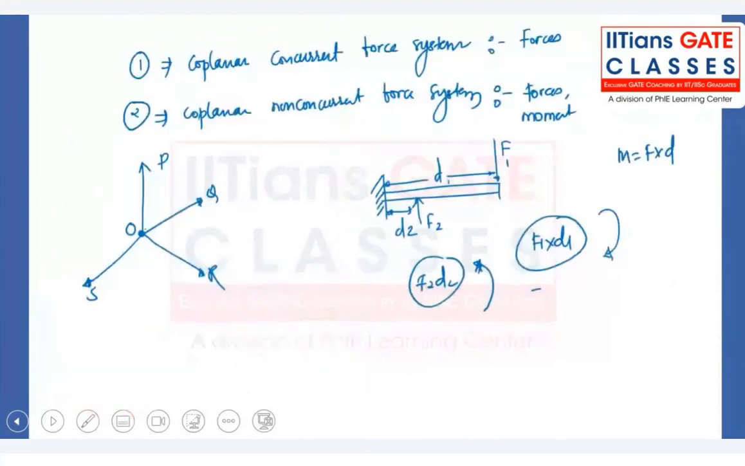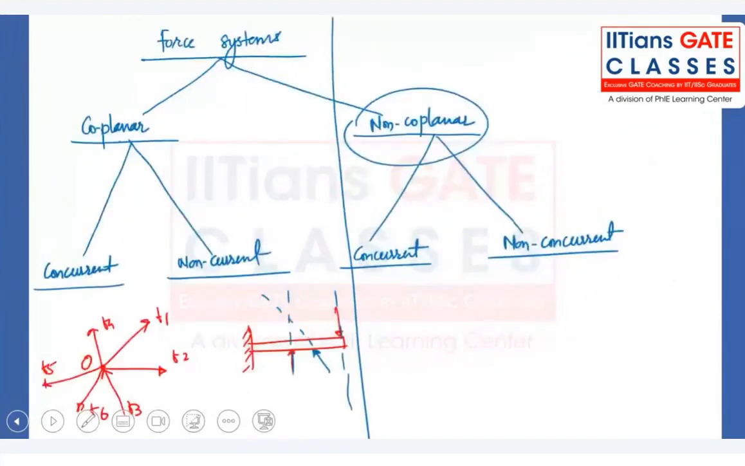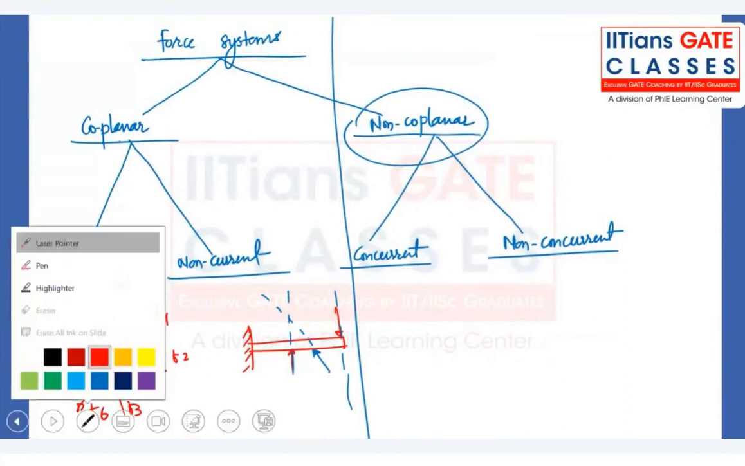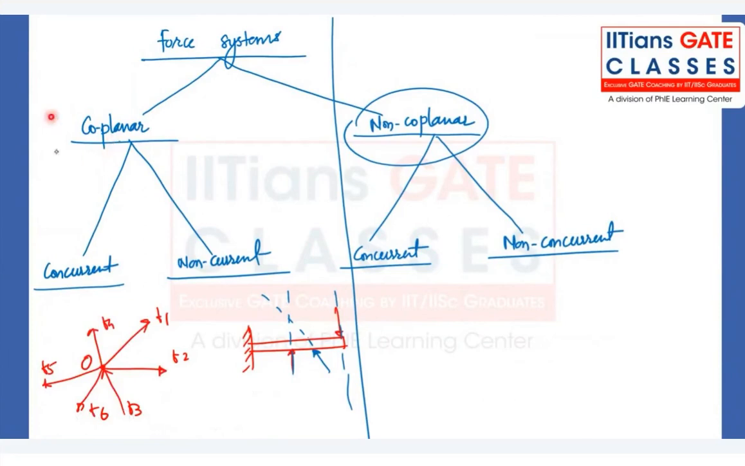And the last part which I'm going to explain today is force systems. Coplanar and non-coplanar are two kinds of force systems which we have to understand first. Coplanar is if the forces are within a single plane, then you call it a coplanar force system. It means if I'm drawing any forces on this two-dimensional paper or two-dimensional figure, then you call it a coplanar force system. But if some forces are coming out of the plane, then you call it a non-coplanar force system.